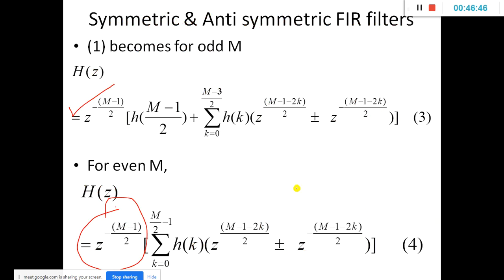So look at the previous term. So this is the value. That's what I told you. When m is odd, z to the power of m minus 1 by 2, h of m minus 1 by 2, and h of k they have chosen here, instead of which we have chosen h of n. That's okay, no problem. And z to the power of m minus 1 minus 2k, here in our case it is n, that's it. k is replaced by n.